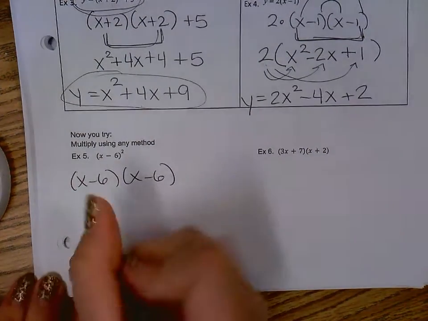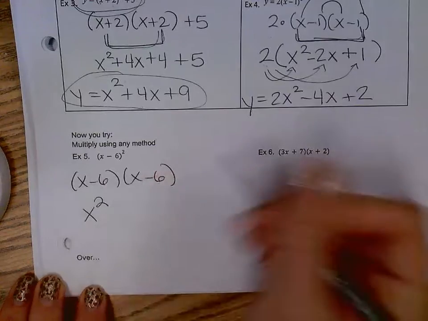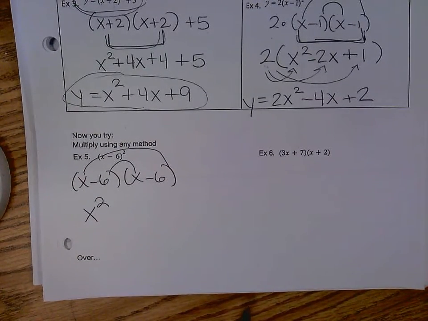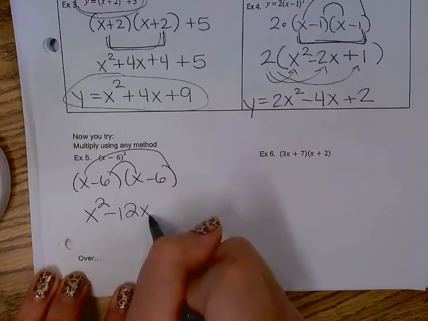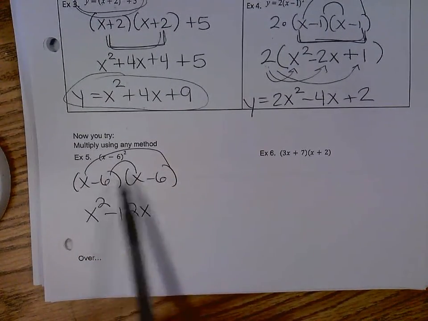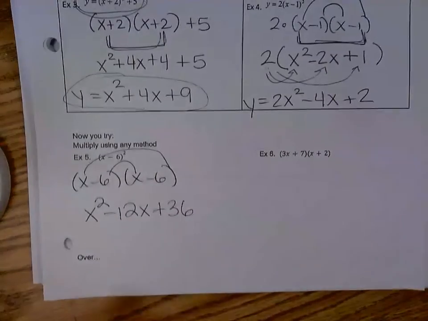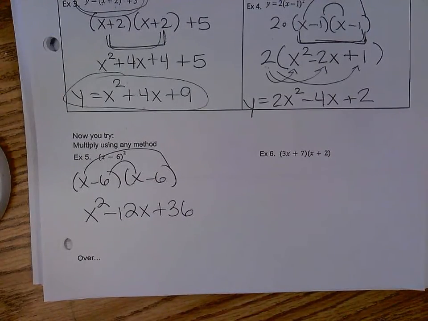So this one should have been x squared, and then your outer and your inner, you have negative 6x again, so negative 12x. And then a negative times a negative is a positive 36. That would be like a no calculator question. Did you know that a negative times a negative is a positive? They want you to know that math fact.